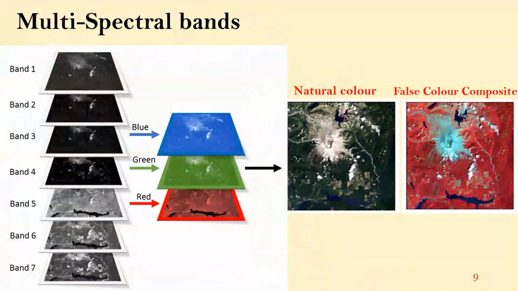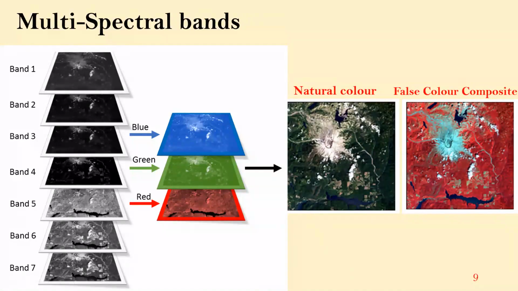So this is a typical example of a multispectral natural color and false color composite you are seeing here. The multispectral bands are found by merging or stacking these individual wavelength bands. As you can see, there are like 7 bands. Here, the 7 bands means these bands are captured under different wavelengths.